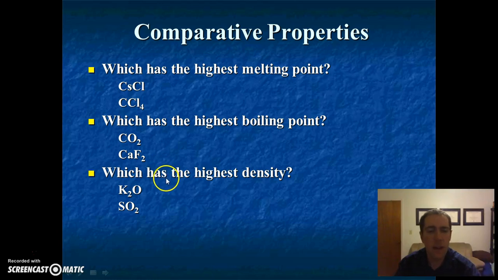And then which one has the highest density? This is potassium oxide, sulfur dioxide. It's molecular. Ionic compounds have the higher density. So there are our answers.